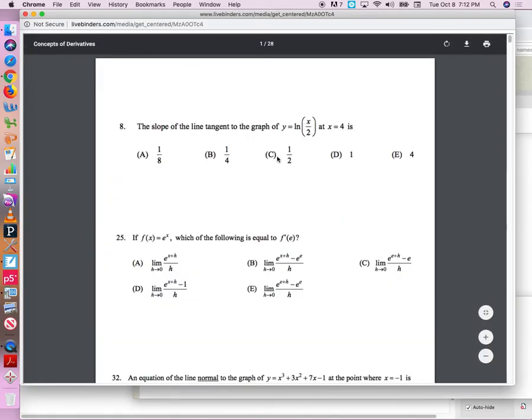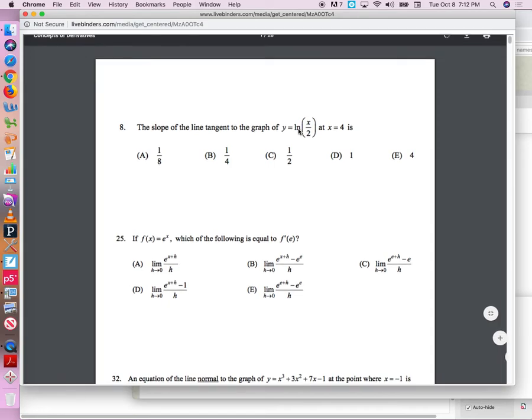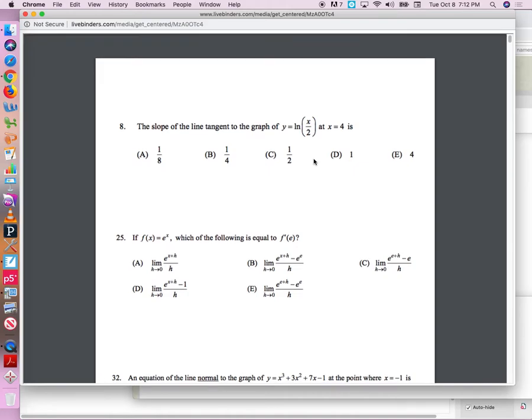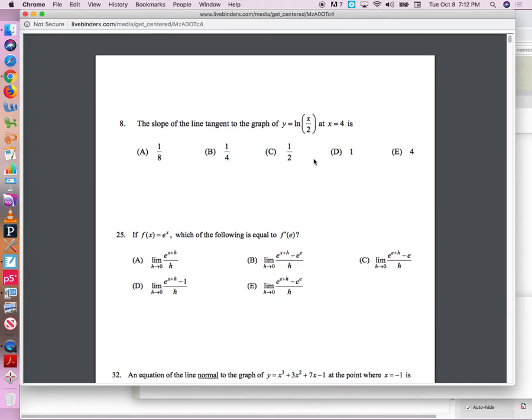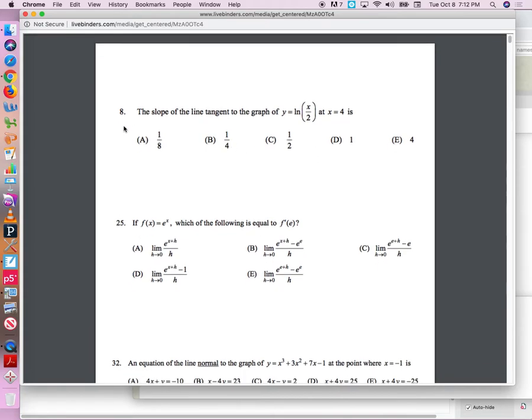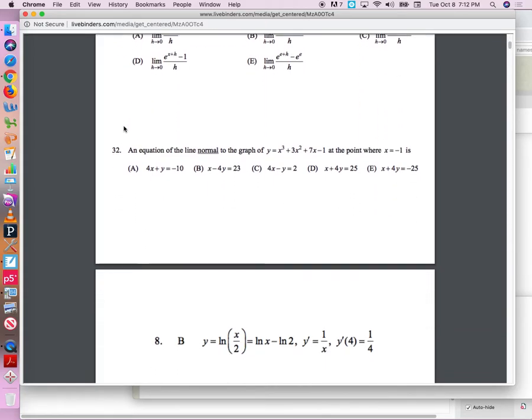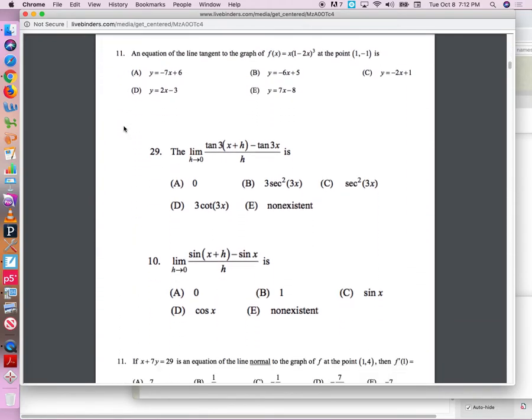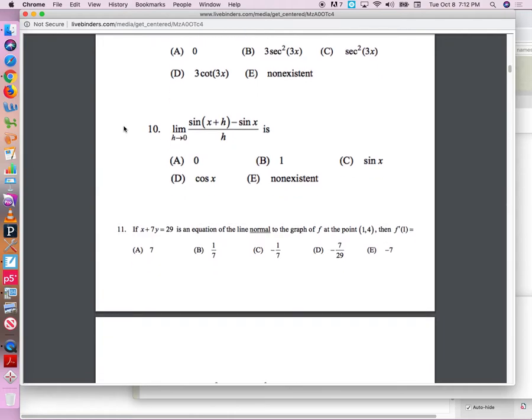All right, you're going to run into some things you don't know yet, like how to take derivatives of logarithms and exponents. So some of that I will tell you to skip. But it's really hard for me to find a way to type and tell you how to skip them because these numbers go like 8, 25, 32. Then they give you the solutions. Then you get some more: 11, 29, 10, 11.